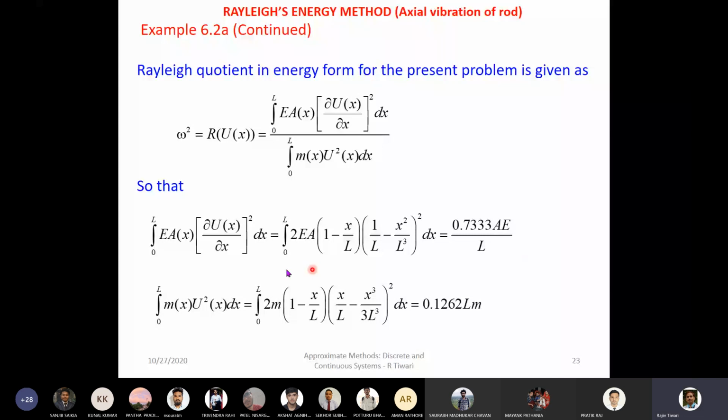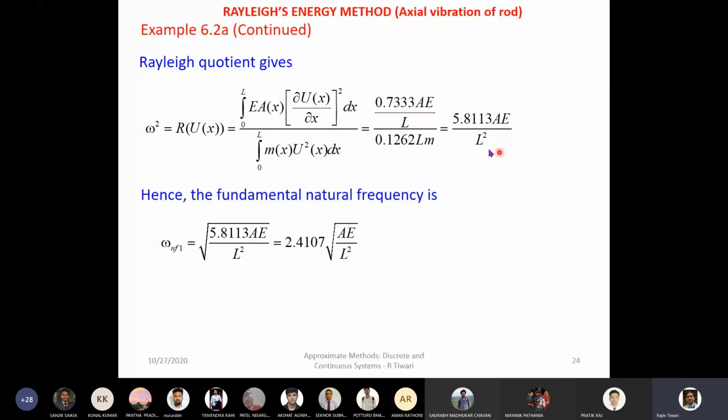Similarly, for T star, the m of x is varying with x, so that has been put here, and then this is the u which we have chosen as the comparison function, squared. If we expand and integrate, we will get something like this. Now we have obtained these two expressions, and we'll substitute back in Rayleigh's quotient. If we substitute, this will get simplified like this. If we take the square root of this, that will be the natural frequency of the system.